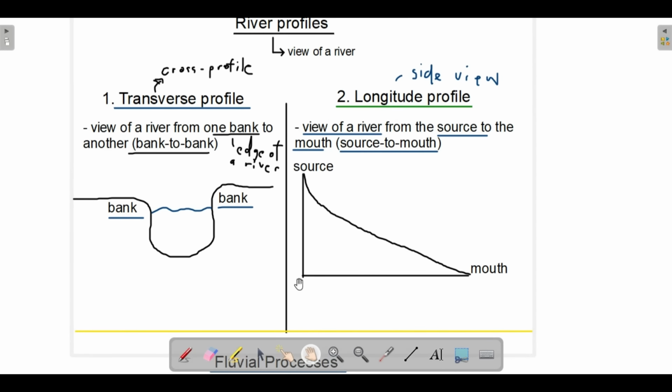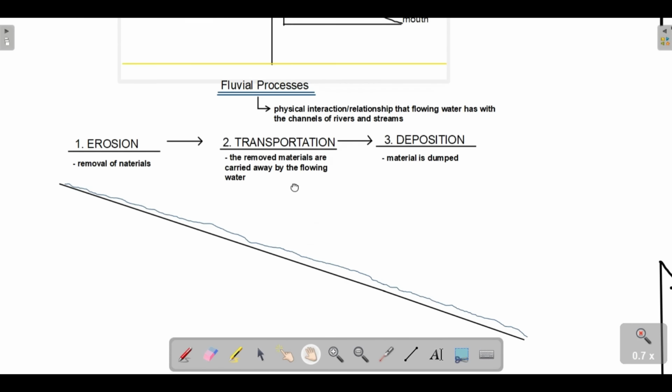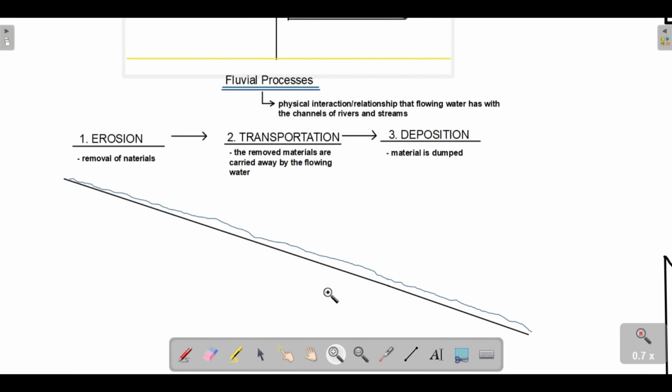Okay, so now guys, these are not difficult. I'm sure you can tell the difference. That's all we have to know here. Be able to differentiate between your transverse profile and your longitudinal profile. Simple as that. Right. So now a river has processes that are a result of the relationship that the flowing water has with the river channel.